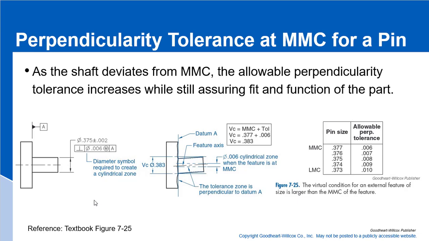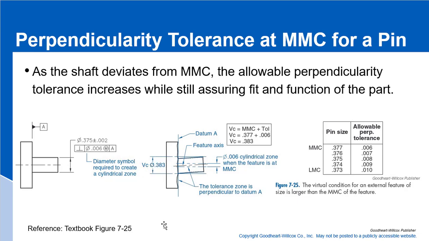It's going to give us a virtual condition first of all. Our virtual condition is the MMC plus the tolerance. So we have .377, which is the MMC of this feature, plus the 6 thousandths. That gives us a .383 tolerance zone. Here we have our datum A, we have our feature axis, and the tolerance zone becomes this virtual condition.